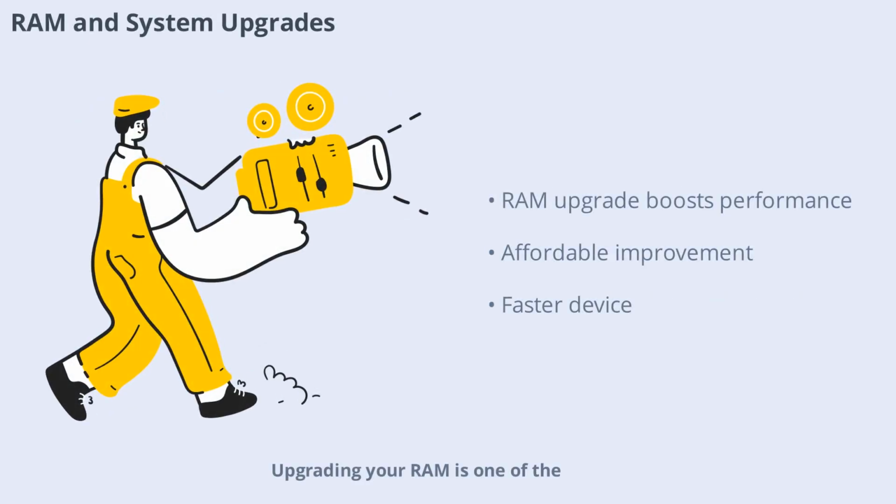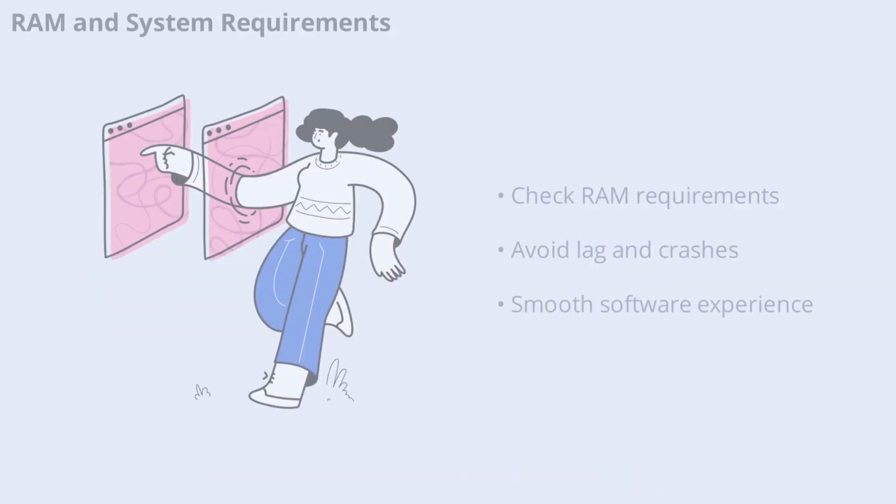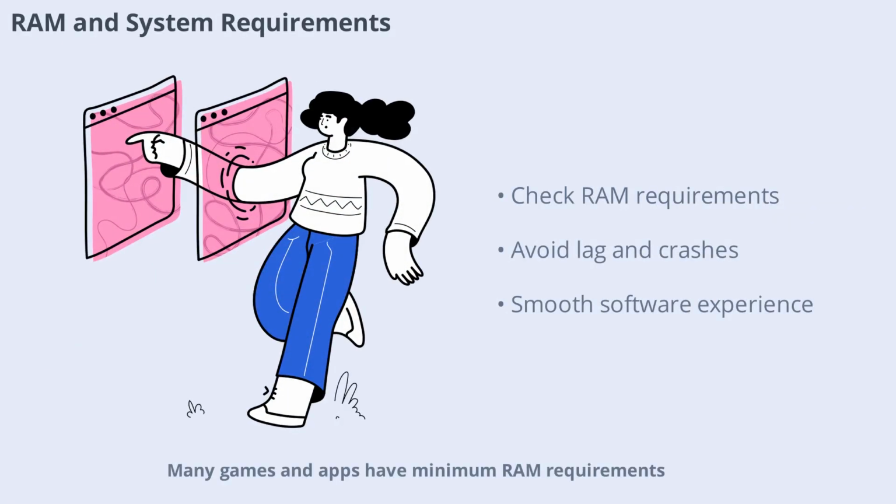Upgrading your RAM is one of the easiest ways to boost your device's performance. It's often more affordable than buying a new device and can make a big difference in speed and reliability. If your device feels slow, consider adding more RAM. Many games and apps have minimum RAM requirements. If your device doesn't meet these requirements, you may experience lag, crashes, or slow performance. Always check the RAM requirements before installing new software to ensure a smooth experience.